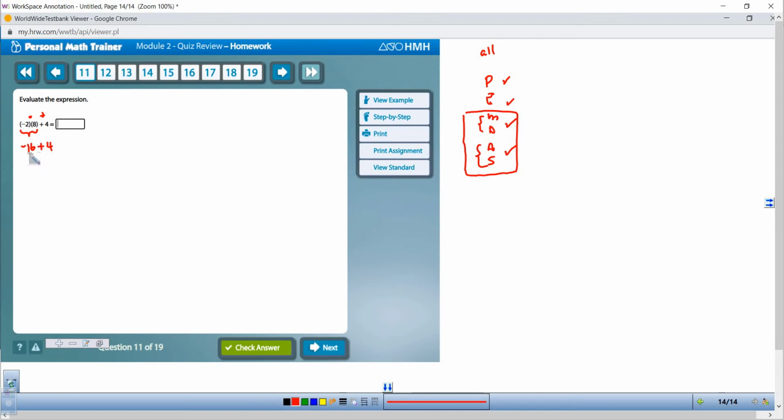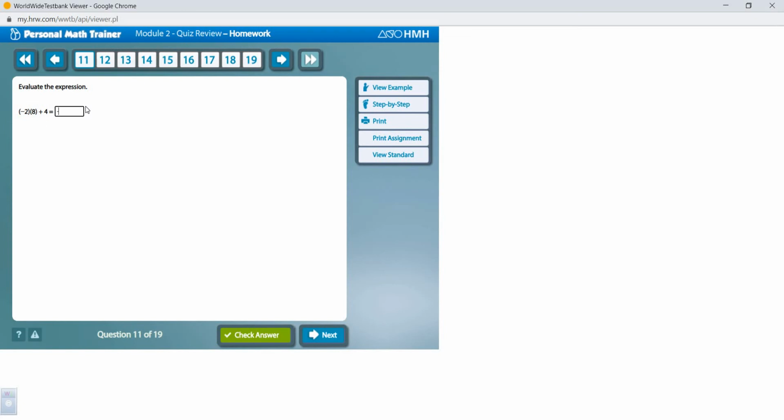Well, what do I have more of? Do I have more negatives or more positives? I have more negatives, so my answer is going to be negative. How many more do I have? Well, I go 16 minus 4, and I get 12. So the answer we're looking for on this one is a negative 12. Well done, Mr. Reeves. Next problem.